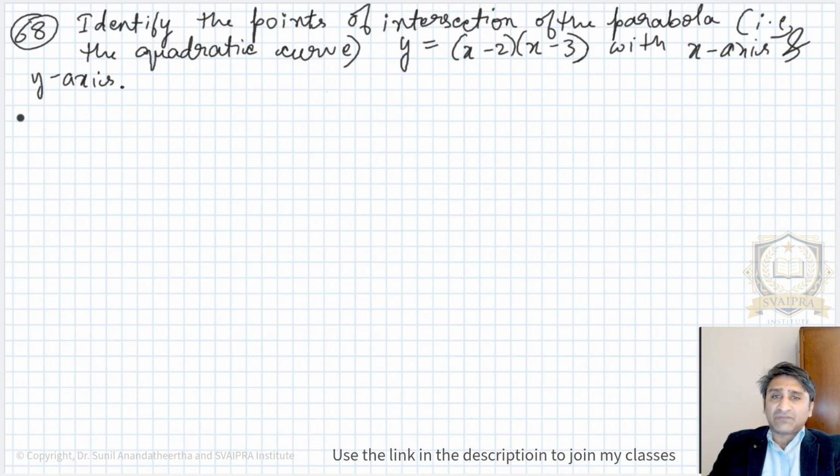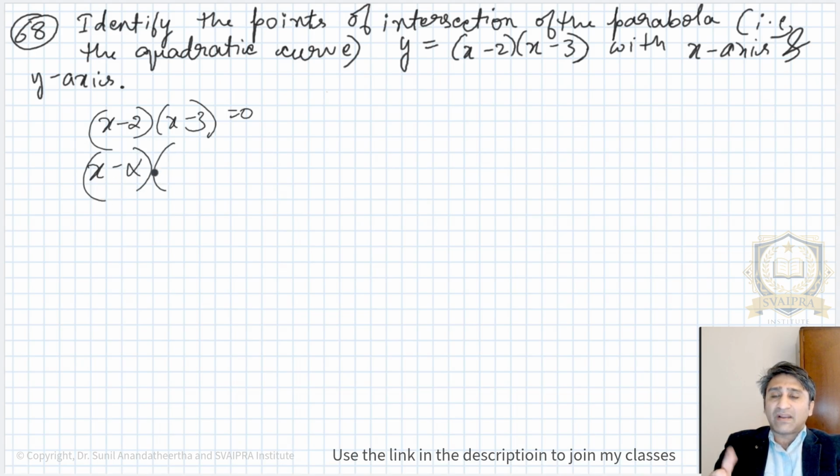Identify the points of intersection of this parabola y equals x minus 2 times x minus 3 with the x-axis and the y-axis. Okay, I'm not really sure what the parabola looks like, but let's have a look. If I were to equate this parabola to 0, so let's say x minus 2 times x minus 3 equals 0. Remember from one of the previous problems, if I'm able to write down something like x minus alpha and x minus beta equals 0, then alpha and beta are the roots of the quadratic equation, right? So alpha and beta become the roots of this quadratic.